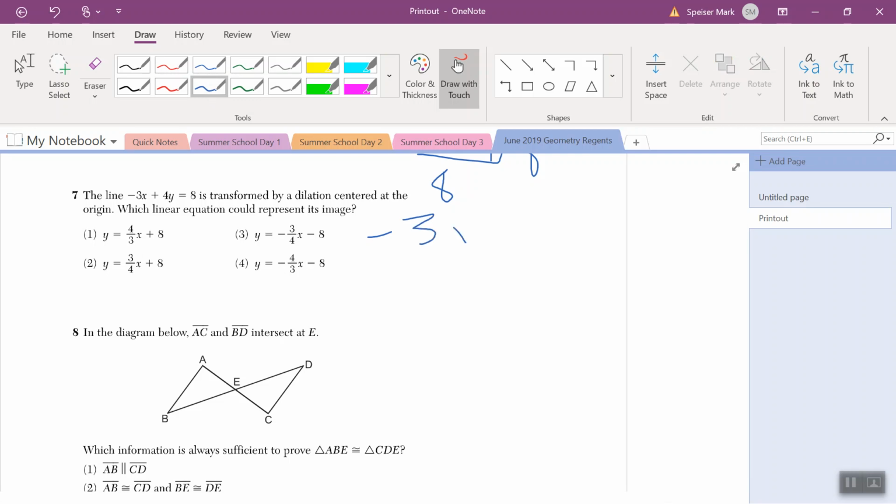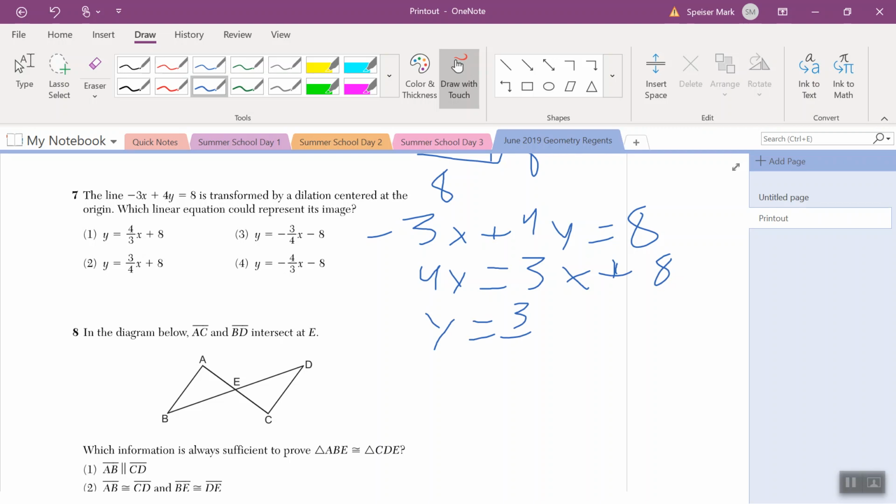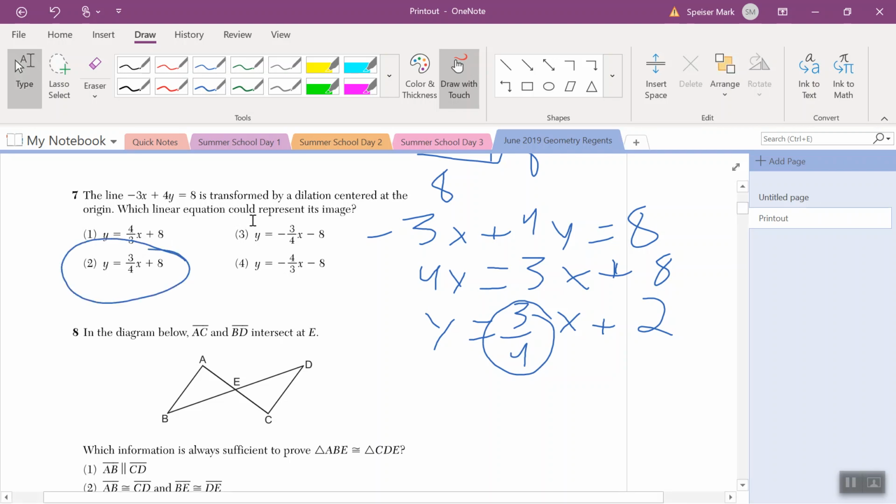So you have -3x plus 4y is 8. Move the -3x, you get 4y equals 3x plus 8. Divide by 4, you get 3/4 x plus 2. So your slope is 3/4. The only other equation with the same slope is choice 2, so these lines are parallel. So y equals 3/4 x plus 8.